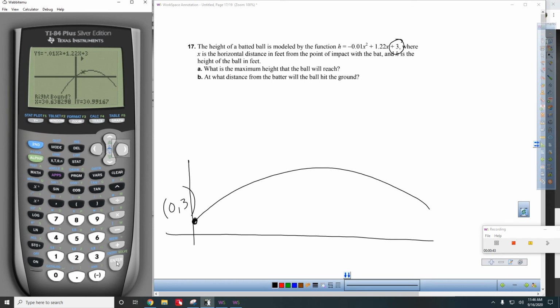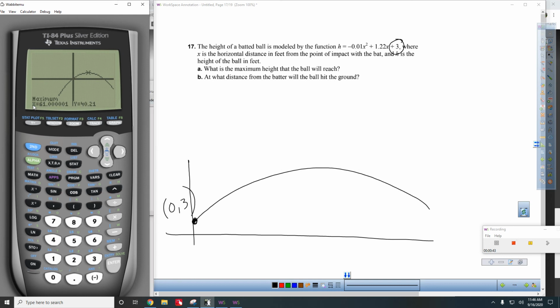And hit to the right of the answer. Come on now. Come on. We've got to get all the way past the highest point, so I got to keep going. Now it's starting to go down. Hit enter, and it says, would you like for me to take a guess? Yes, I would. Hit enter to let it take a guess. And the maximum point is 61, 40.21.